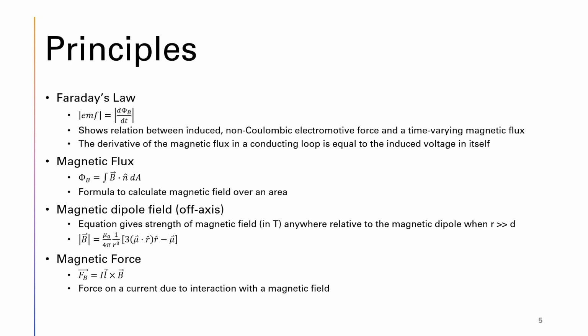The third principle I used was magnetic dipole field off axis, which is an equation that gives the strength of a magnetic field in teslas anywhere relative to the magnetic dipole when the distance from the dipole to the observation location is much greater than the distance between the dipole ends themselves. The fourth principle I used is magnetic force, which gives the resultant force when you cross a moving charge or current with a magnetic field.